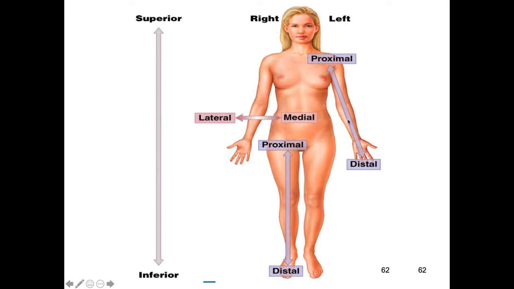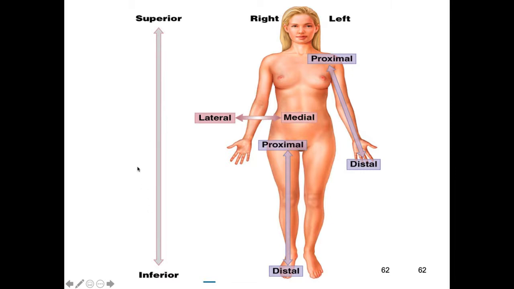So when we look at the upper limb, we use the word proximal and distal. When you're moving closer to the beginning point, to the trunk, we call that proximal. When we're moving further away from it, we're moving distally. Same thing with the lower extremity. Proximal is when you're moving closer to the trunk. Distal is when you're moving away.